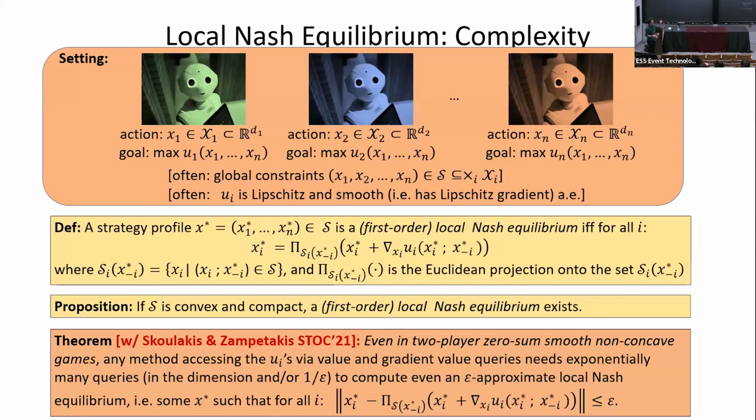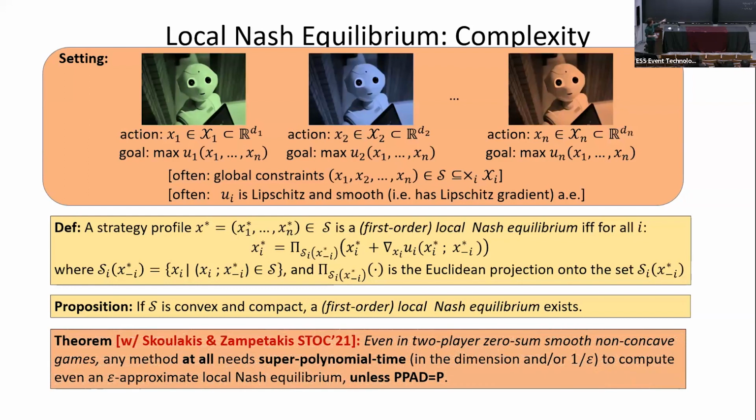So what if you don't have just first order access, but you have higher order access? You still need super polynomial time. Even if you can see the details of the function, you don't just have query access to the gradient and the utility, you still need super polynomial time, unless some complexity-theoretic collapse takes place. Namely, unless a complexity class called PPAD collapses to P.